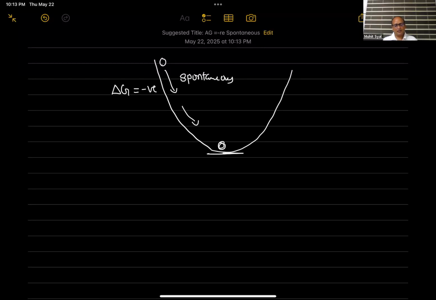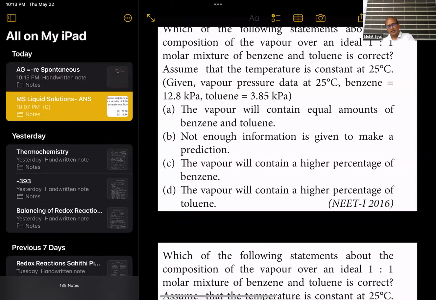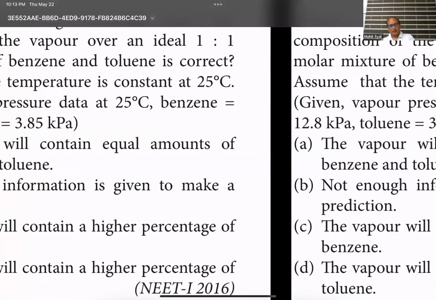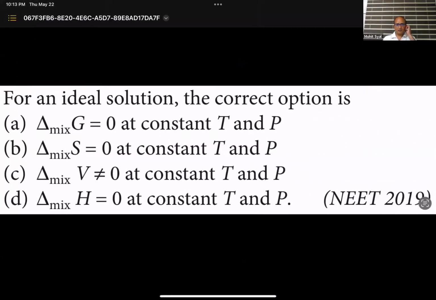If the Gibbs free energy change is zero, that is the equilibrium condition. And if the potential energy increases, the ball will not go up on its own. You need to push, you need to put in some work. The same is the case with a chemical reaction. If the Gibbs free energy is increasing, that is positive, and the reaction is non-spontaneous. We are going to discuss the same thing in our electrochemistry chapter also.